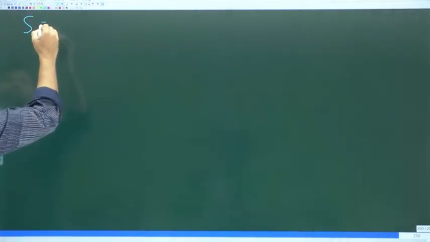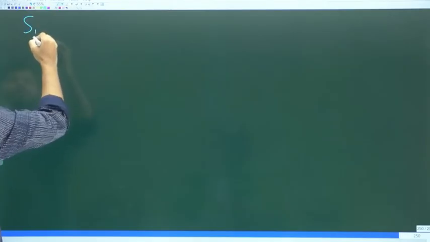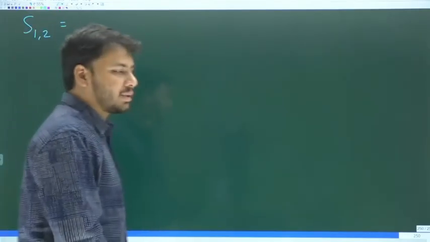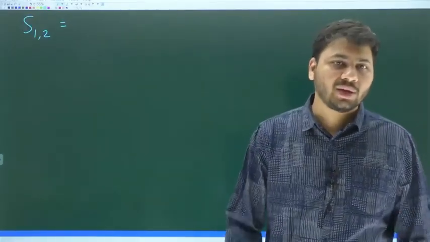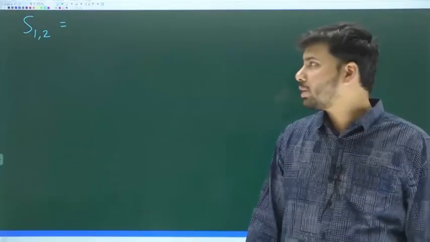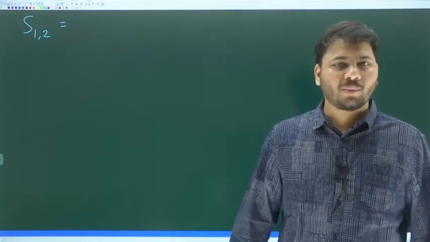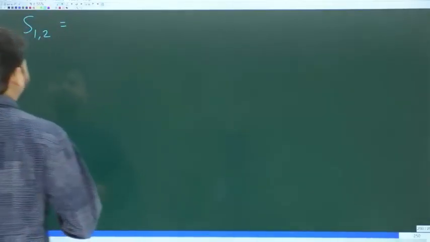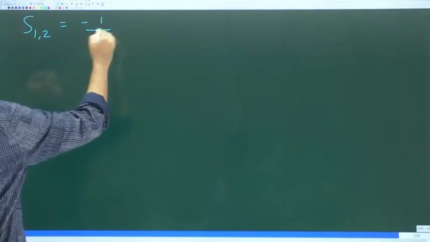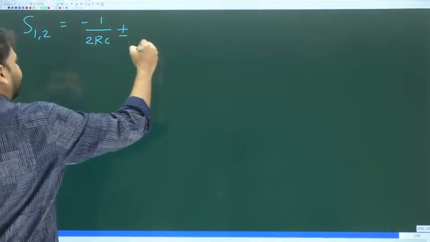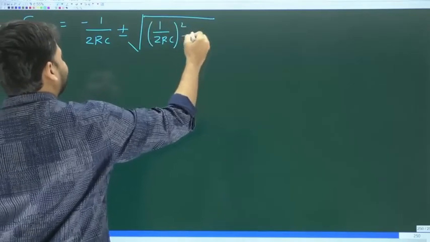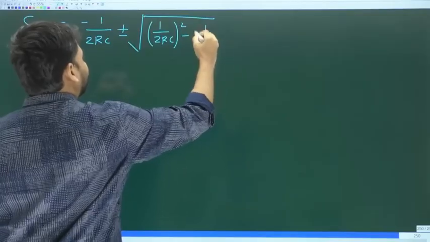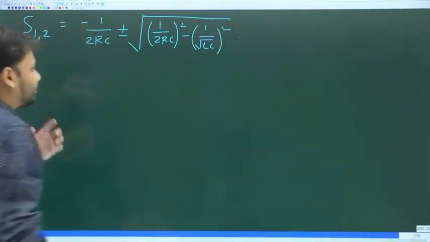Let's go to the next slide. So the two roots of the characteristic equation, in other words, the two poles of the circuit, let us denote them by S1, 2. S1 and S2 are the two poles of the system. So what is this S1, 2? Minus 1 by 2 RC plus or minus square root of 1 by 2 RC squared minus 1 by root LC squared.